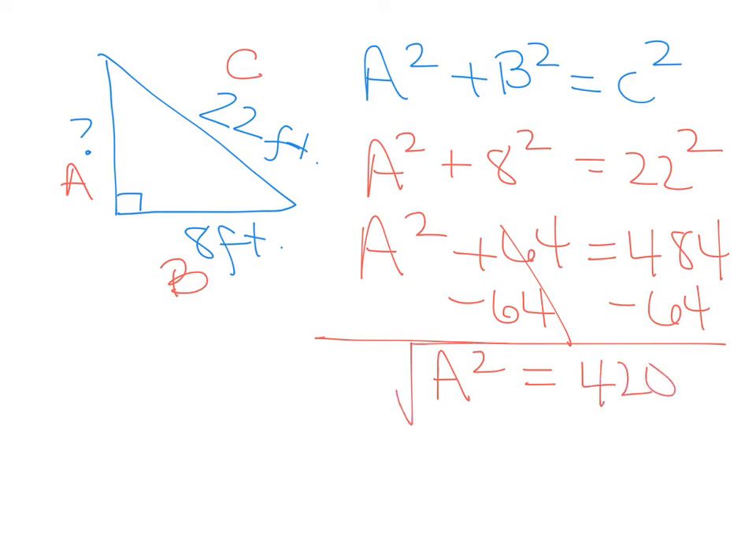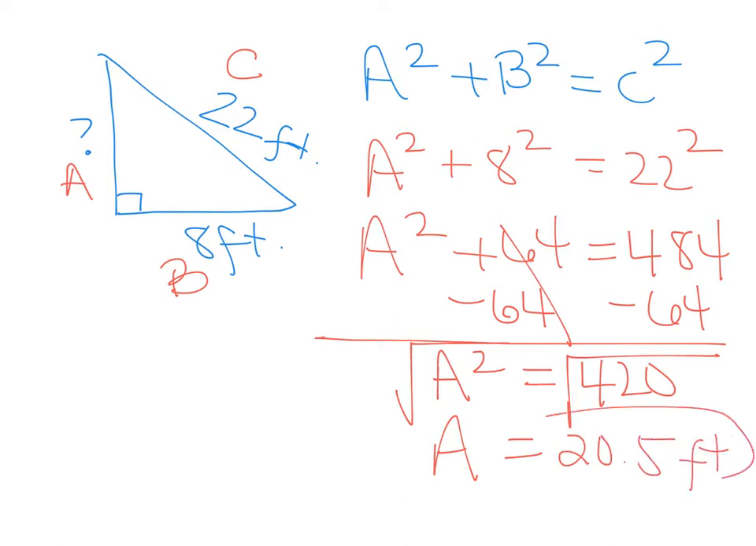Take the square root of both sides. And again, let's find it to the nearest tenth. When I calculated it on the calculator, it came out to be something like 20.49. So to the nearest tenth, that would be 20.5 feet. Okay, so that's just a brief refresher course of what the Pythagorean theorem is.